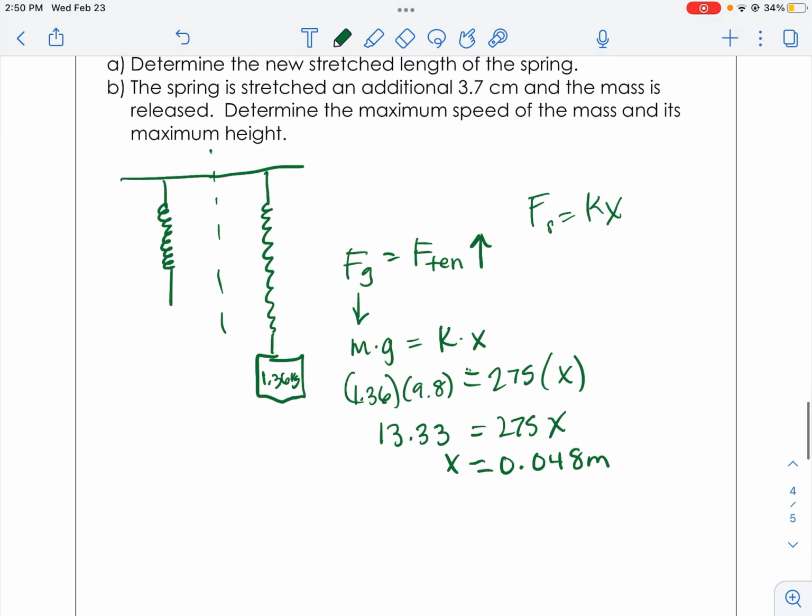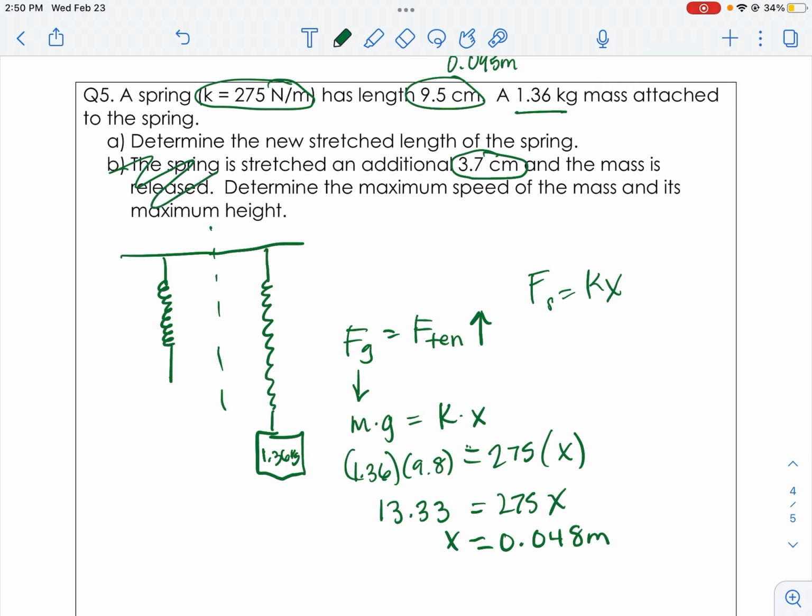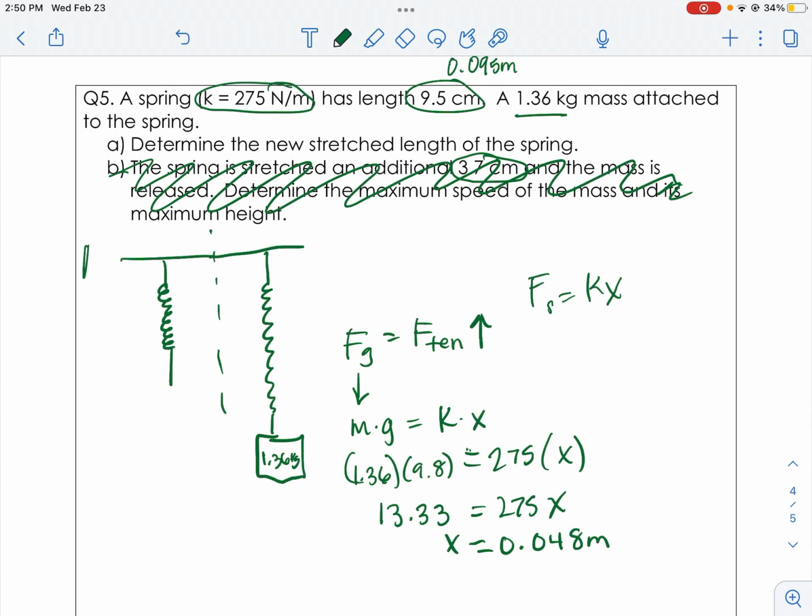So the spring is then stretched an additional 3.7 centimeters, and the mass is released. We want to determine the maximum speed of the mass at its maximum height, and we will skip that question because that goes back to a section that we did not cover and will not cover. So we're just going to do letter A. And that's all we got.